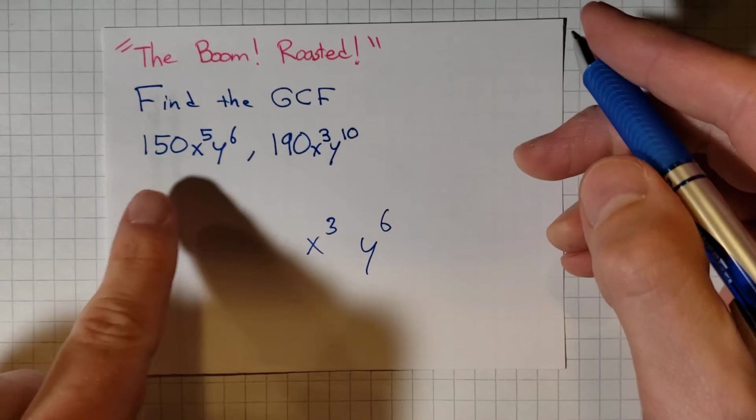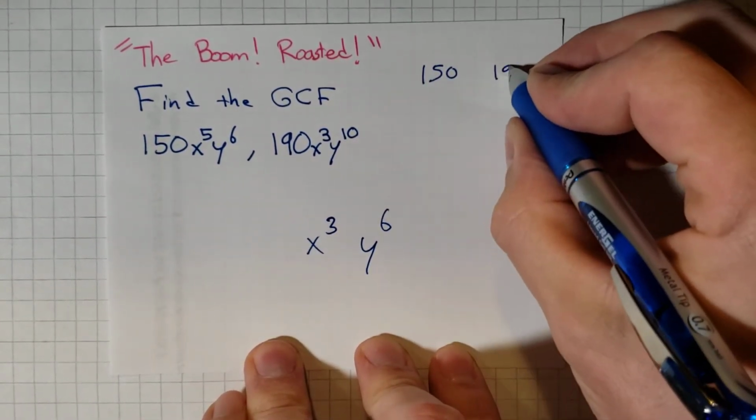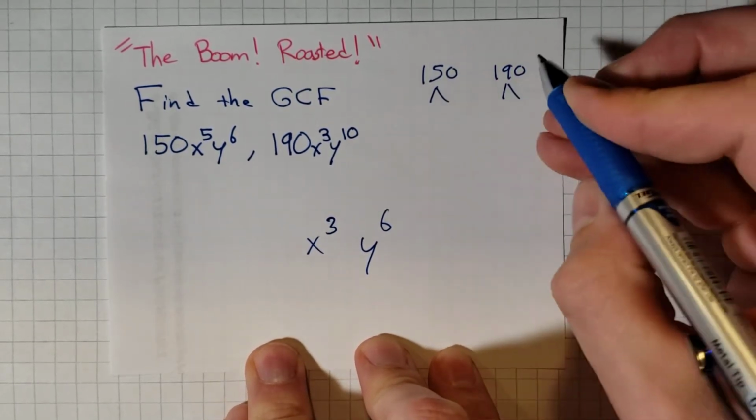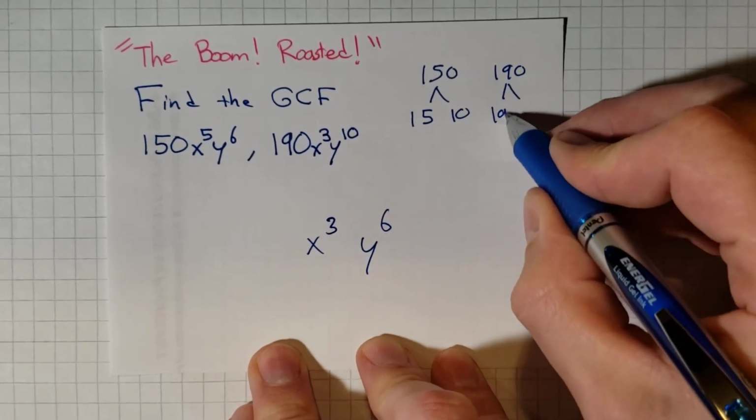All right, let's go to the numbers. 150, 190. Make a little factor tree really quick. This one's actually kind of obvious. If you're really good at making factor trees in your mind, go for it. If not so much, make a factor tree then.